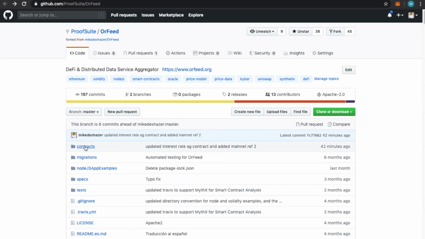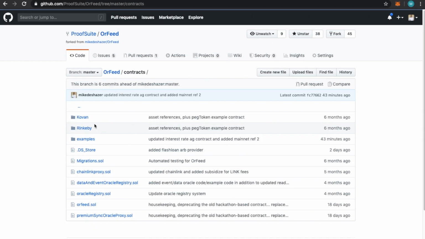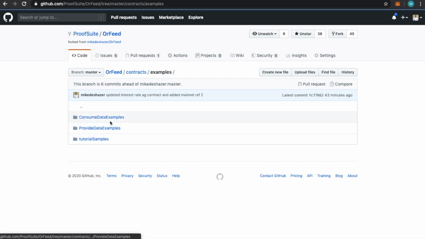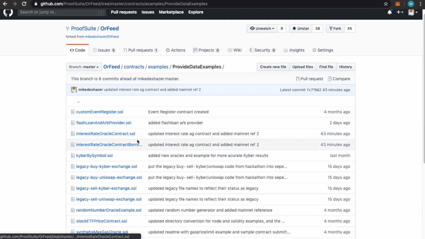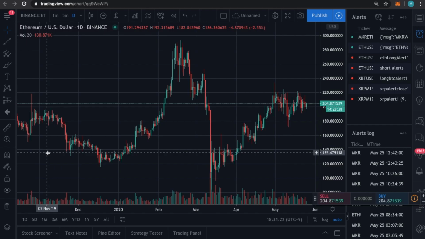And you can find that code on GitHub inside of contracts and examples and provide data examples. And then you can go down to the interest rate oracles for borrow and for lend. So to review, there are a few reasons why you might borrow and over-collateralize. One is to spend against expectations for future gains in assets you are borrowing. So you can pay your rent or mortgage, or you can speculate and get some of the upside while you're doing that. Or if you're lending, you're trying to optimize.